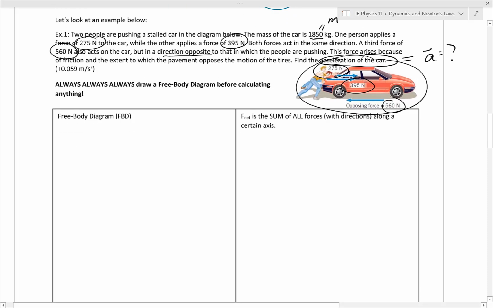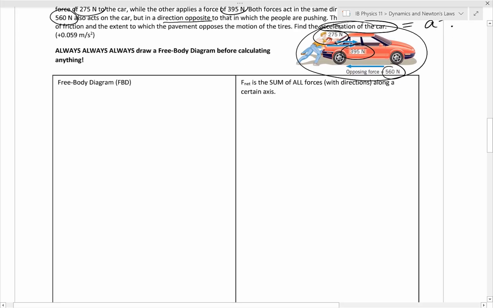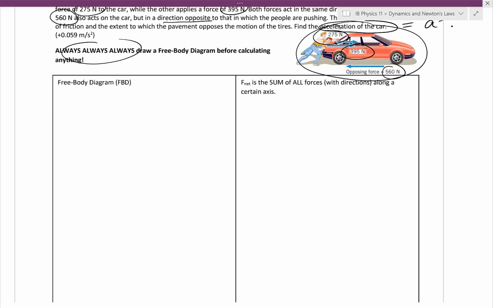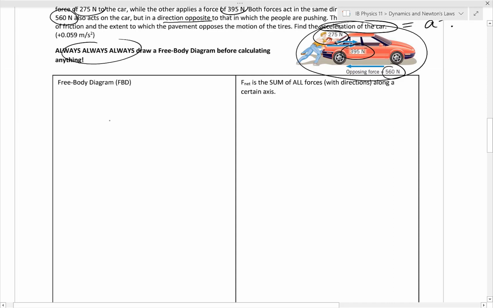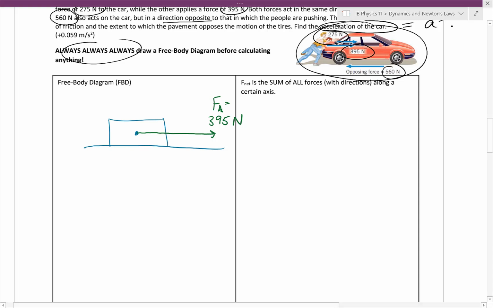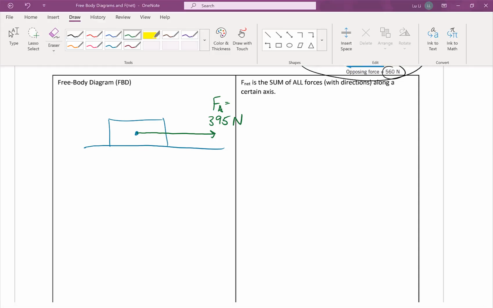Before we even start doing any calculations, always draw a free body diagram. So let's do that one first. You have a car, which I'm just going to draw a box just because it's easier. Put a dot in the middle. One force acting forward is the 395 newtons. That's called an applied force because it's some sort of contact force. Person is pushing, pulling. We usually call that.